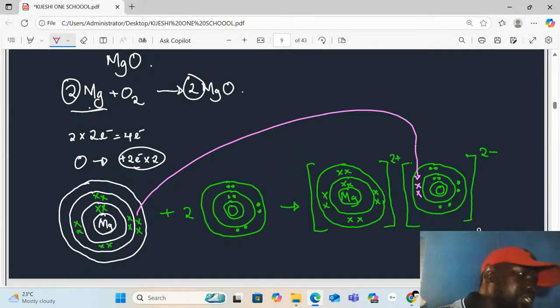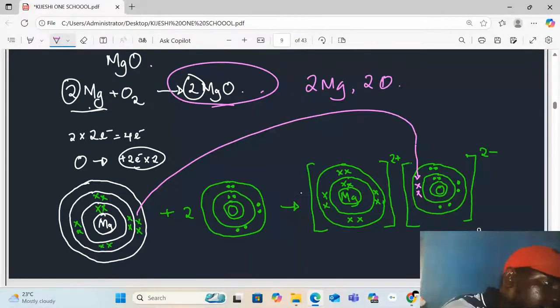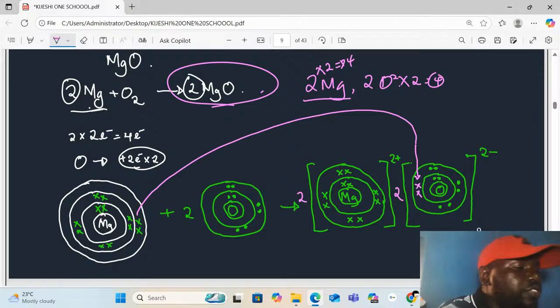Now back to the equation. You can see it is 2Mg, 2O. So we have 2 here and we have a 2 here. You arrive at 4. So the 2 magnesiums lost 4 electrons and they were received by the 2 oxides or the oxygen atoms, so that they can form the ion.